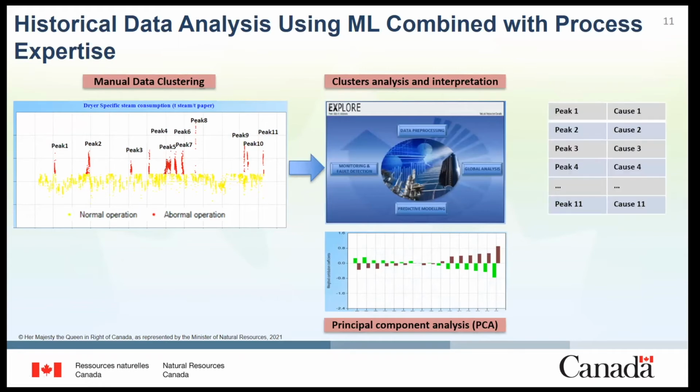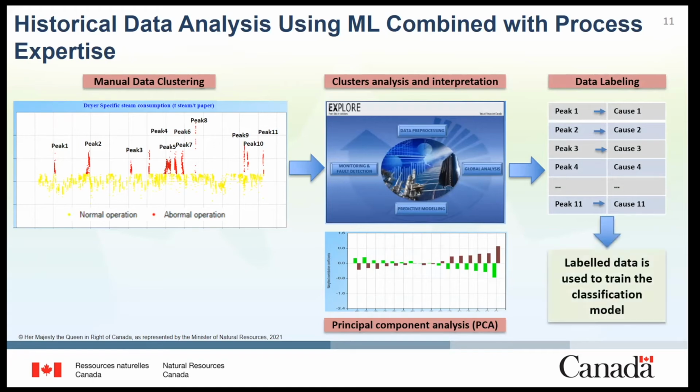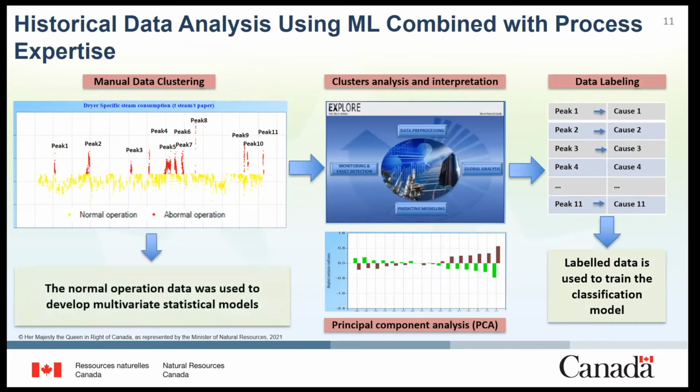In our case, we used the Explorer software developed at Chemical Energy to analyze each peak representing the overconsumption of steam in the dryer. So by doing this, we were able to associate to each peak, we can see what is the root cause of this peak. And by doing this, we were able to label the data and use the labeled data to train the classification model. So the same thing as in the previous case study, we use the normal operating data to develop a multivariate statistical model.